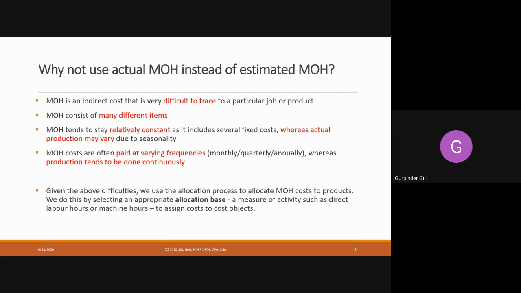So, because of these challenges, we use the estimated manufacturing overhead rate. Now, in order for us to calculate our estimated manufacturing overhead rate, we need to have an allocation basis, which is a measure of activity, such as our direct labor hours or our machine hours, on which we can then assign the cost to these cost objects, which is a job or a product.